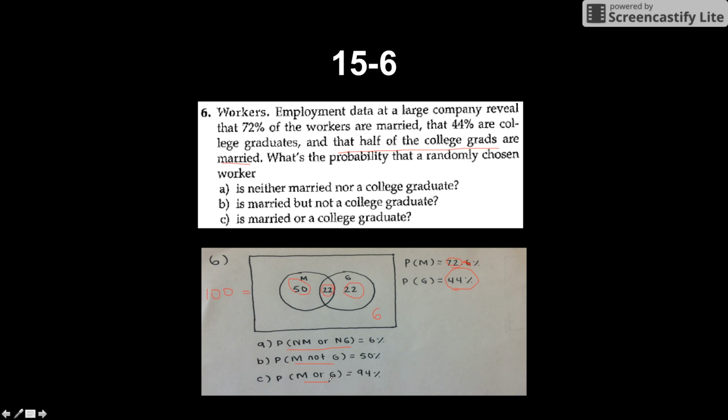The probability of being married or a graduate student, we just add all of these numbers up inside of our Venn diagram, and that gives us 94.